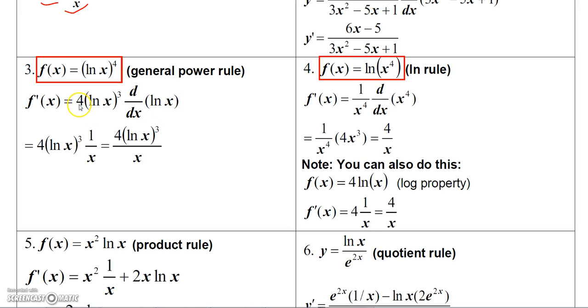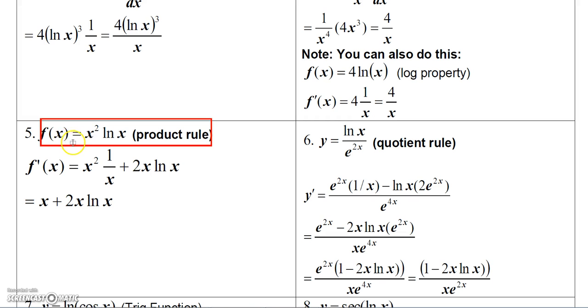So finally, I bring this down: 4 times the natural log of x quantity cubed, and then the derivative of natural log of x is 1 over x. And so 4 times the natural log of x quantity cubed times 1 over x is the answer. Or if you wanted to, you could write it like this: 4 times the natural log of x quantity cubed all over x.